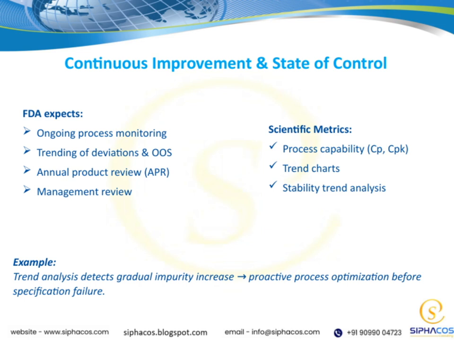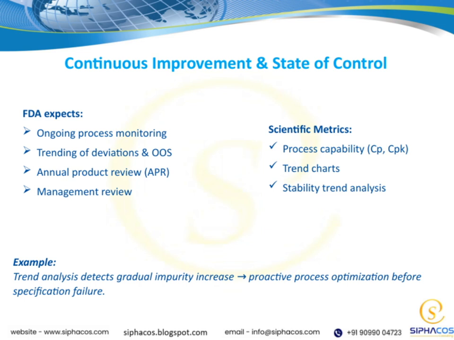Next, trend charts are invaluable tools. They visually display how process data evolves over time, making it easier to spot patterns or shifts early on. Along with that, stability trend analysis helps us determine whether our process remains consistent or if there are signs of instability that require attention. All of these tools support our overarching goal of continuous improvement and maintaining a state of control. They enable us to identify issues early, before they lead to failures or deviations.